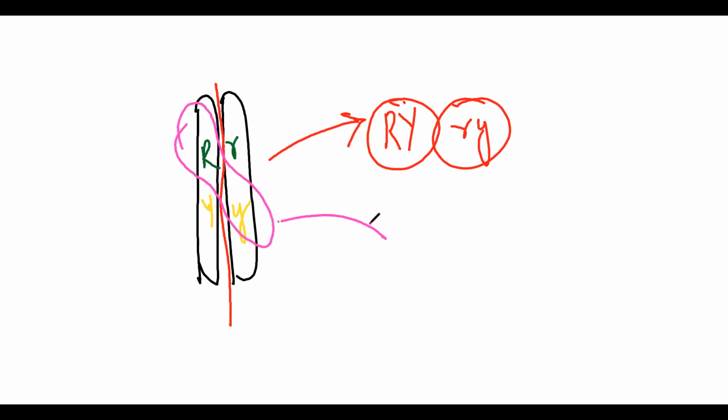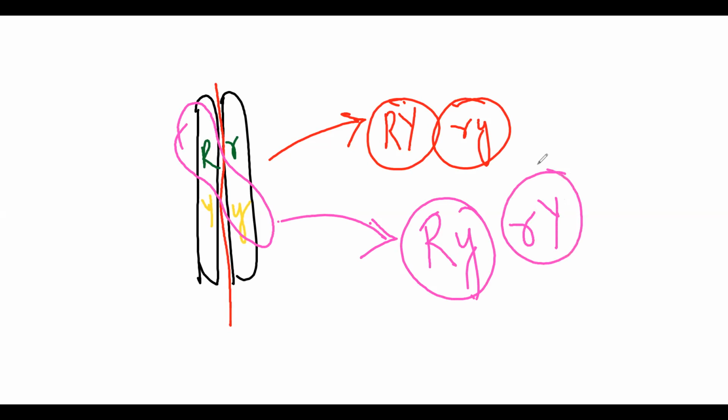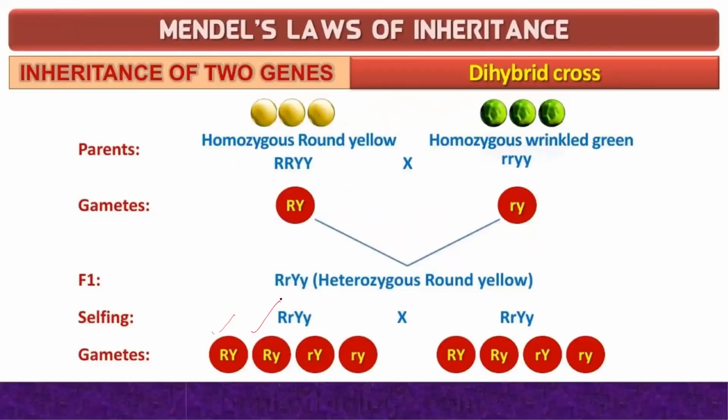Then in this case, the chances are there that capital R may go with small y, and small r may go with capital Y. So that's why the gametes that will be formed are capital R with capital Y, capital R with small y, small r with small y, and small r with capital Y. That's why there are a total of 4 gametes on both sides.